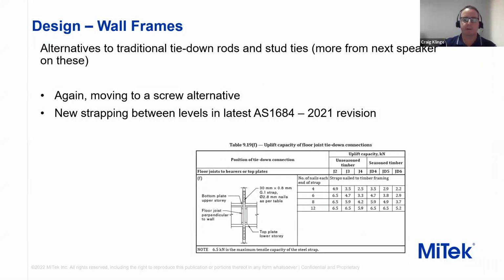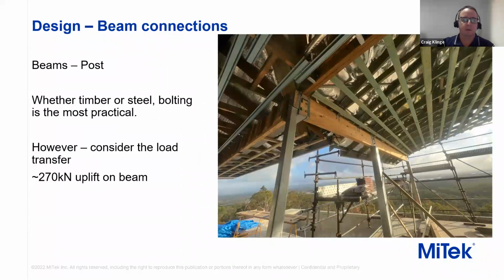So once we've got the roof to support connections resolved, we need to actually consider the supports themselves. Wall frames I'll only touch on really briefly because we'll hear more about them shortly from Cece, but there are alternatives available in relation to the tie-down rods, again with screw options, and used in conjunction with the new strapping that's been adopted by 1684 in the latest revision. Post and beams, traditionally bolting is still probably considered the most practical option, whether it be a timber or steel beam.